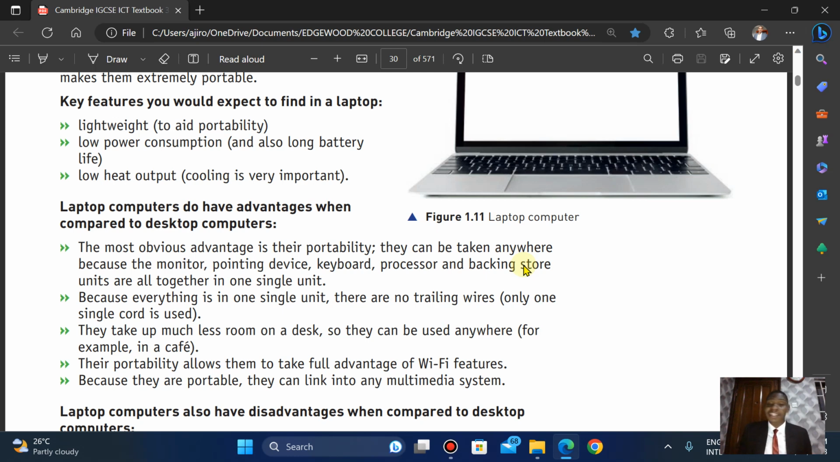So they can be used anywhere, in a cafe, in any shop, right? Their portability allows them to take full advantage of the Wi-Fi features because they can access any Wi-Fi anywhere. Because they are portable, they can be linked to any multimedia system, get it for your projector, and so many things.